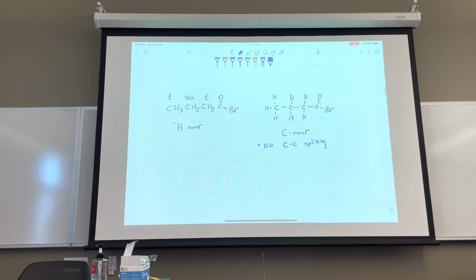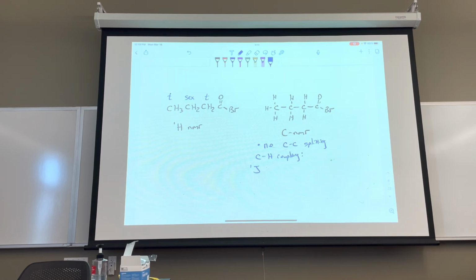And the biggest one of these is going to be a little bit different. The biggest type of carbon to proton splitting is not by nearest neighbors. It's actually by the protons directly attached to carbons, right? This is what we call 1J coupling. 1J coupling refers to one bond coupling.